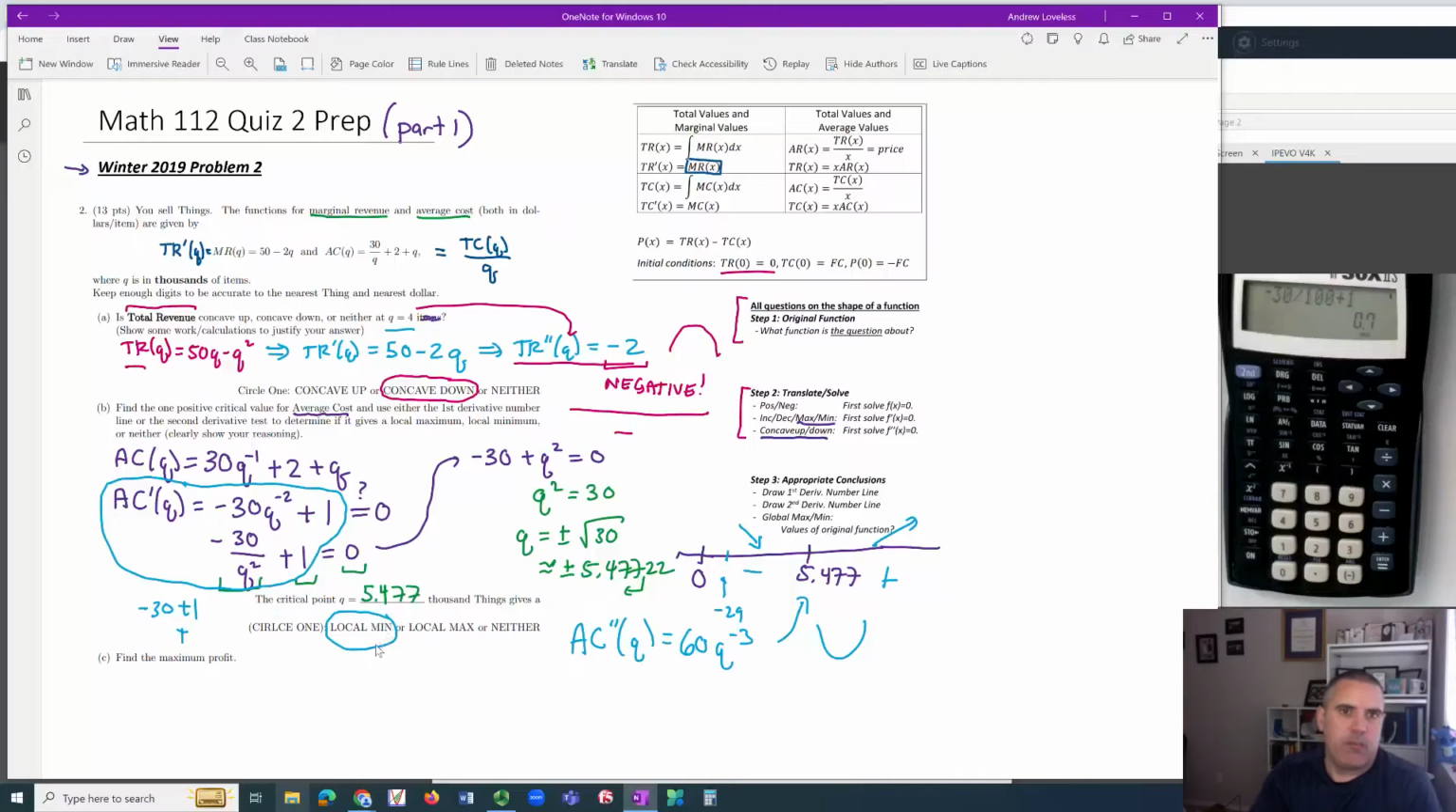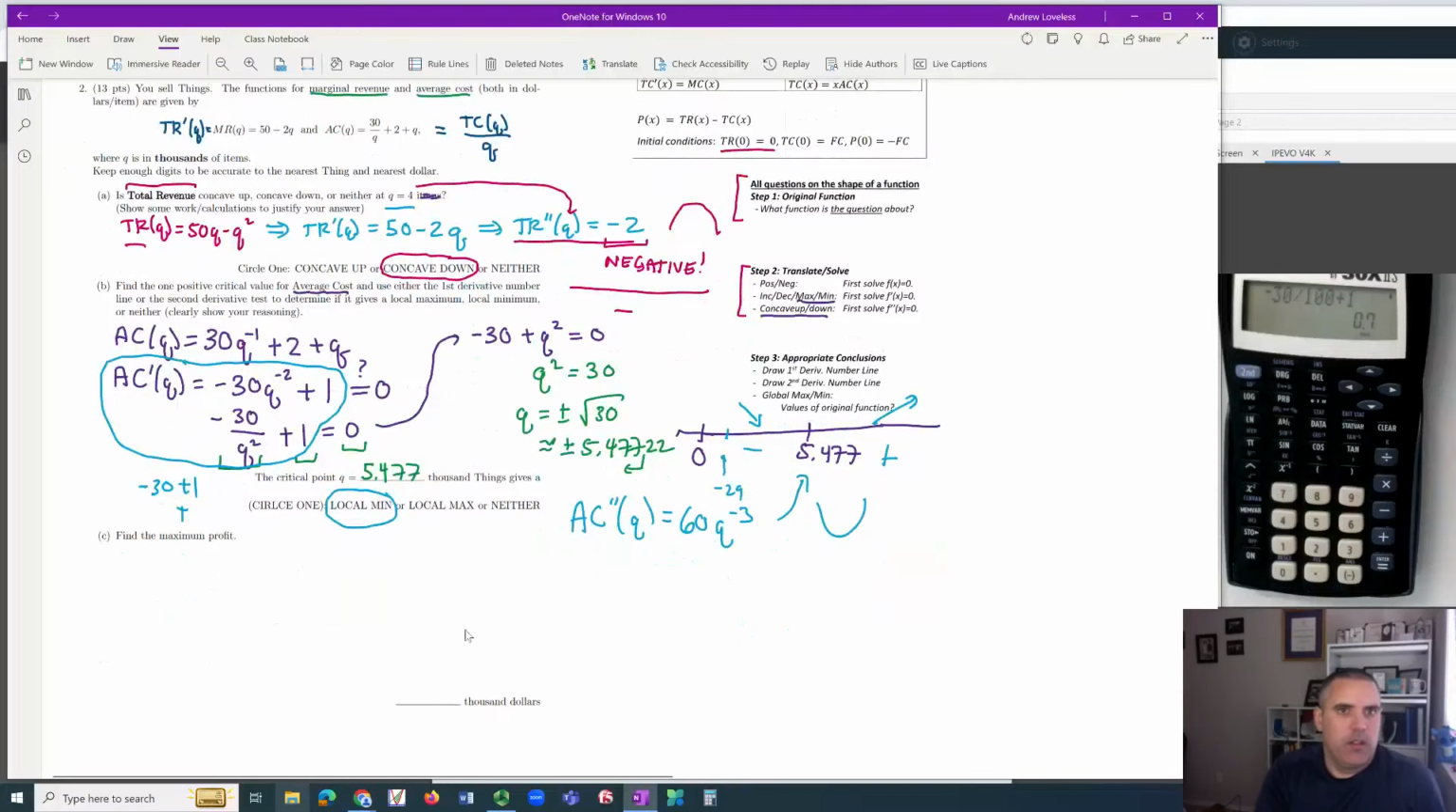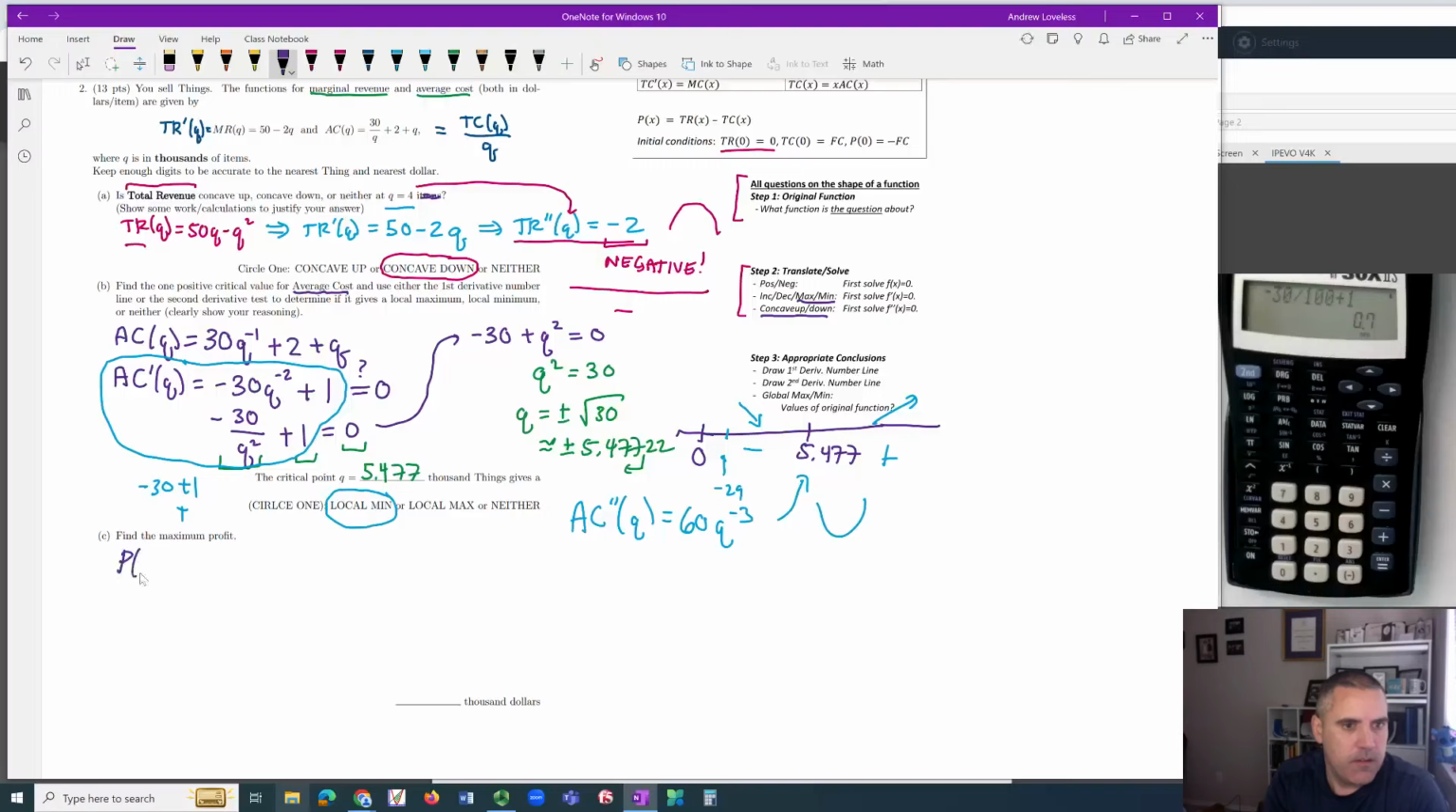Okay, last one, maximum profit. So what is the question about? It's about profit. So step 1 is we write profit. Profit is revenue minus cost. Now in this case, we know the revenue, I found it earlier, is 50q minus q squared. The cost we haven't written yet, but we should know it's Q times average cost. So if I multiply times Q, I get 30 plus 2Q plus Q squared.